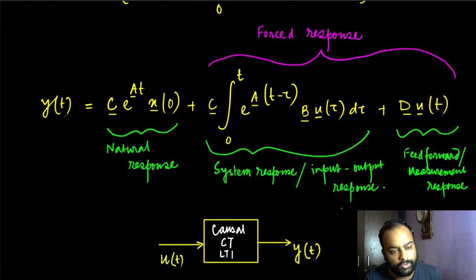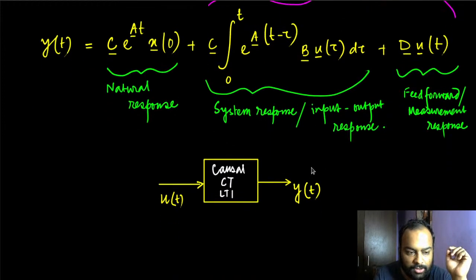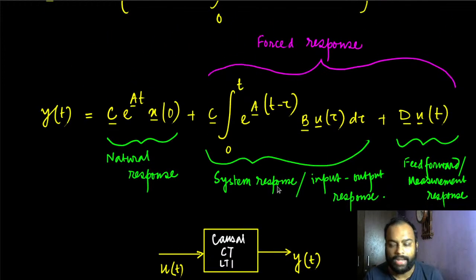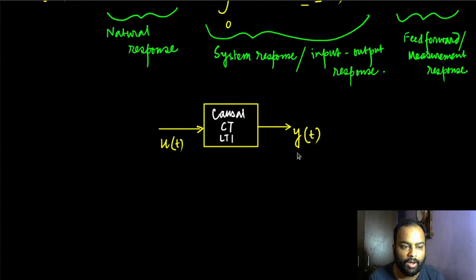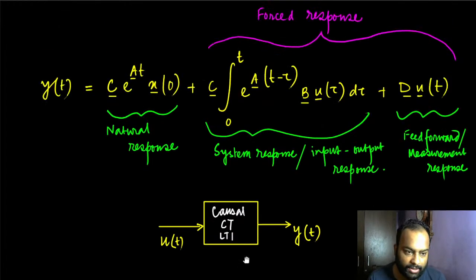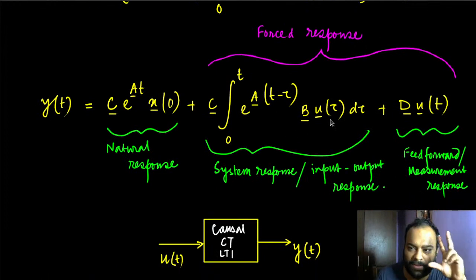All right, so these are the three parts of the response. Taken together, one part is the natural response, and this whole thing is sometimes taken together and called the forced response. Okay, so let me solve a particular example here. I have shown you particular examples earlier, but there is a particular problem here.